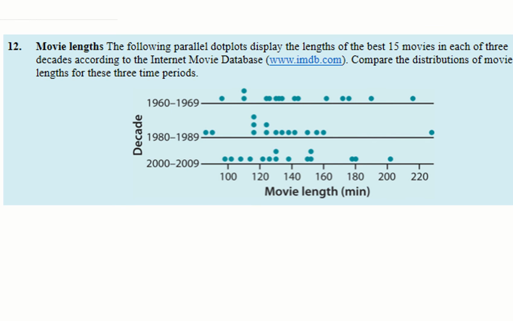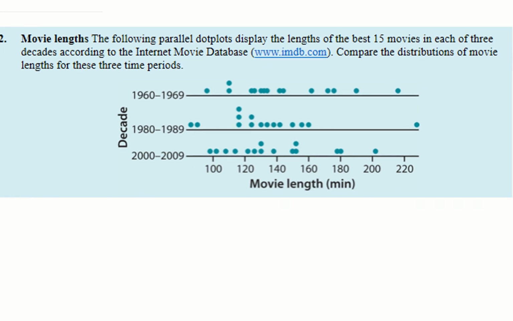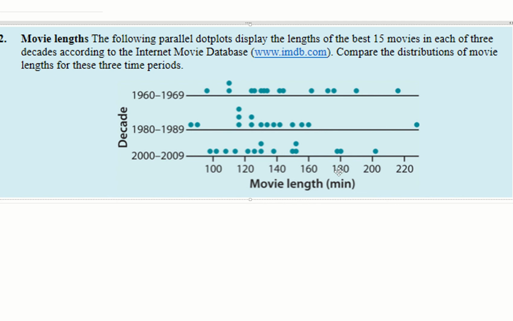The following parallel dot plots display the lengths of the best 15 movies in each of 3 decades, according to the IMDb, the Internet Movie Database. Compare the distributions of movie lengths for these 3 time periods. So this is a parallel dot plot, so we're gonna actually compare these 3 time periods for movie lengths. We're going to talk about their spread, and then we're going to talk about their center, approximately.